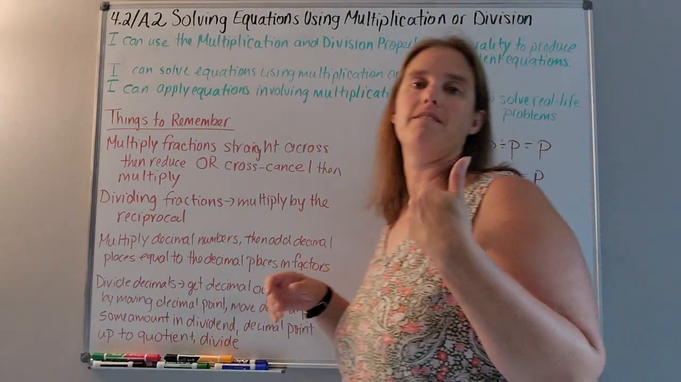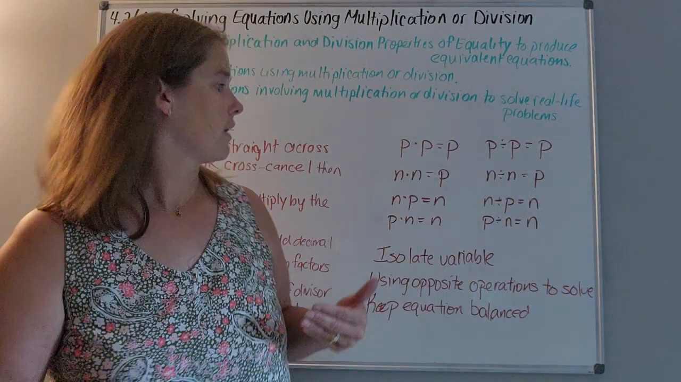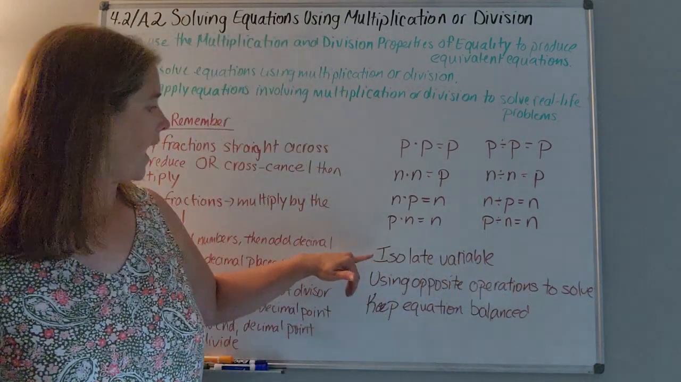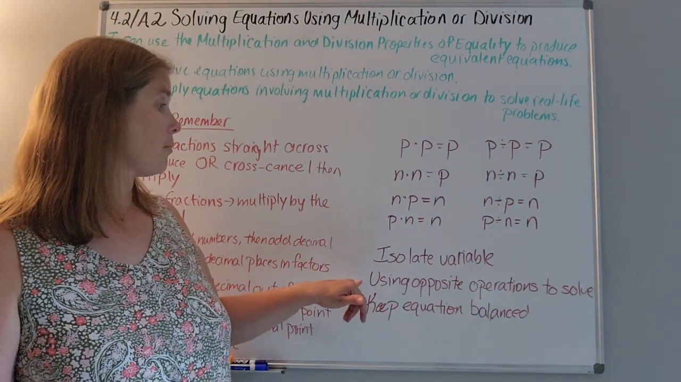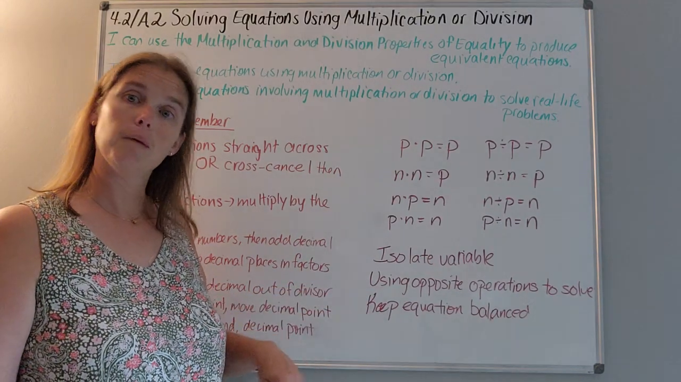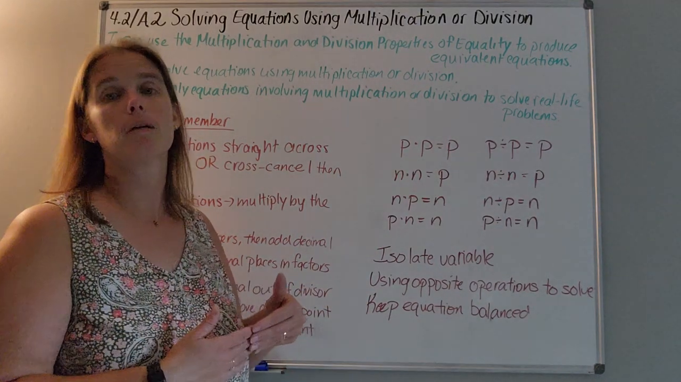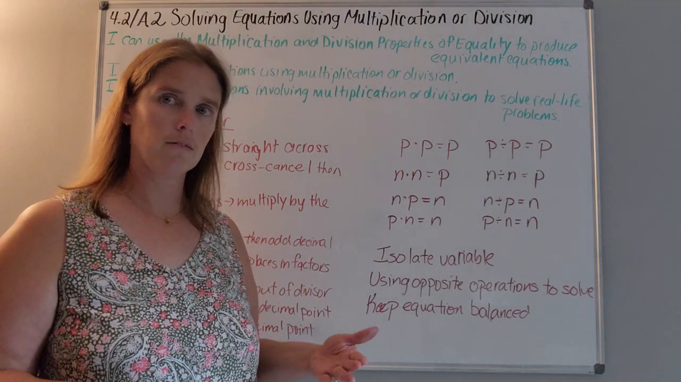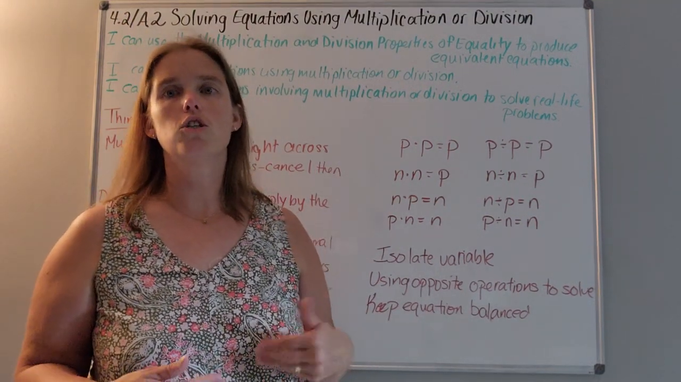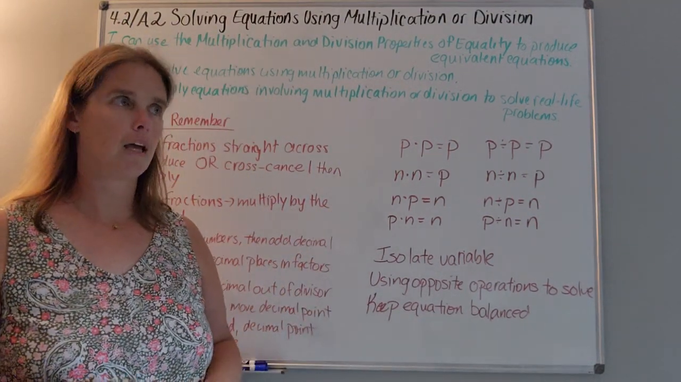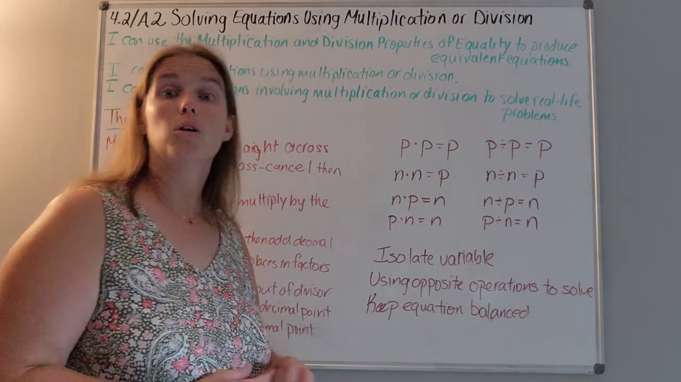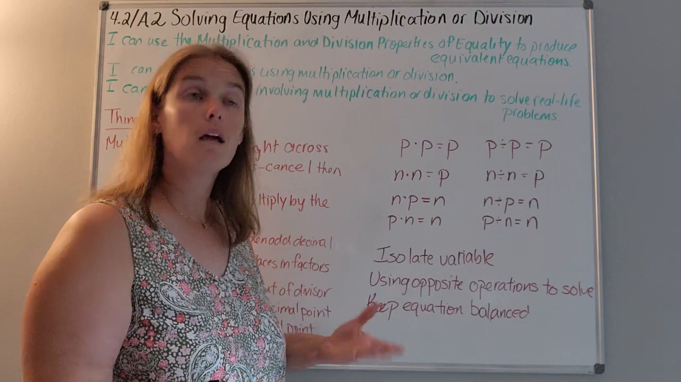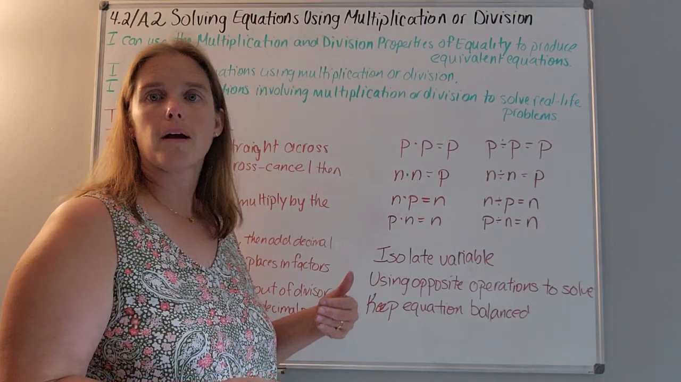Then in terms of variable or equation solving, our goal is always to isolate our variable, get it alone, and use the opposite operations to solve. So that means in this lesson, if we see multiplication, we're going to do division to solve. If we see division, we're going to do multiplication to solve, at least initially in our thought process. We may end up multiplying by a reciprocal instead, but the initial thought process is divide.